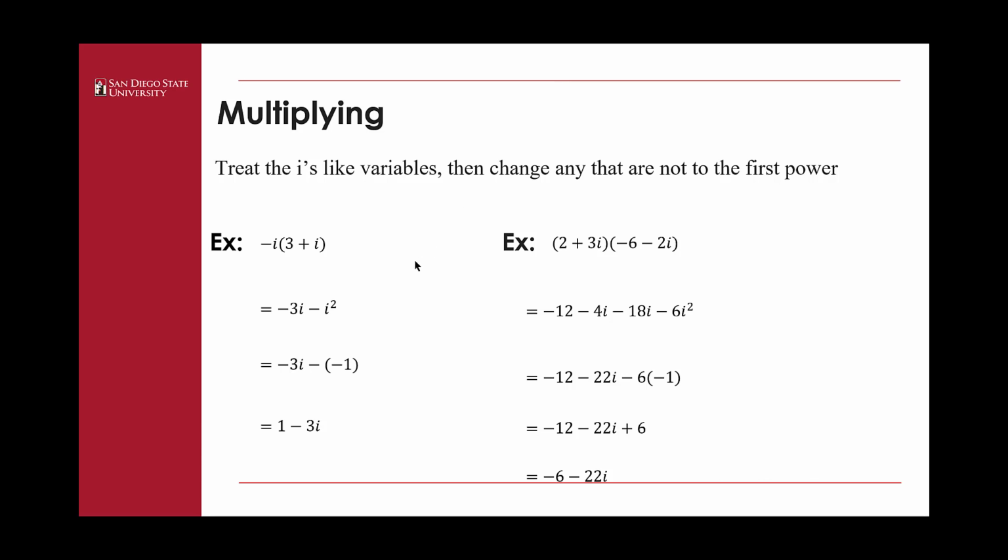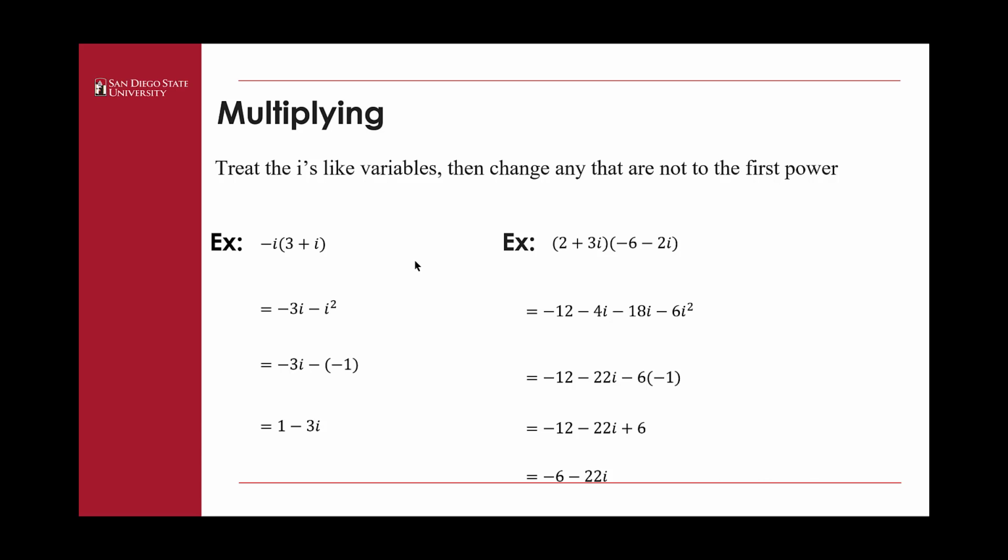Let's look at the left example. Here we have -I times parentheses 3 plus I. So here we distribute I inside the parentheses and we get -3I minus I square. Here I square is not to the first power, so we have to resolve it. We already know what it means. And we get -3I minus -1, and we will eventually get 1 minus 3I.